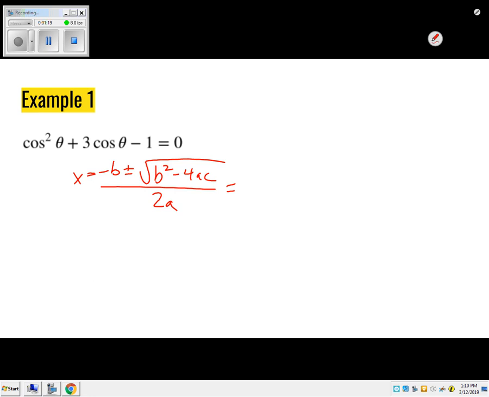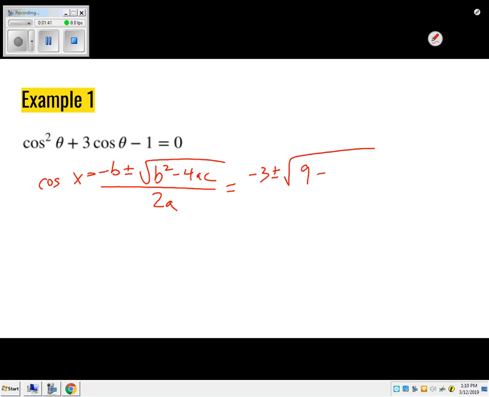Okay, but before I was just solving for x, this time I'm just solving for cosine x, right? So what would be my coefficient in front of the cosine theta or x this time? A 3, right? So I get negative 3, plus or minus square root. What's b squared? 9.